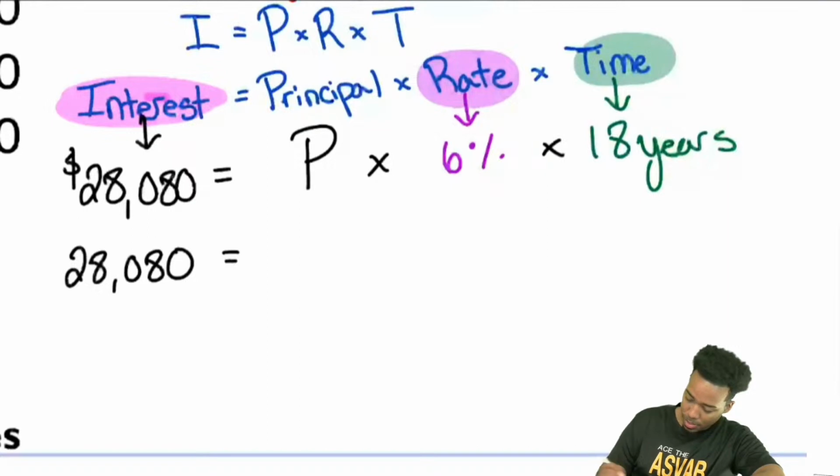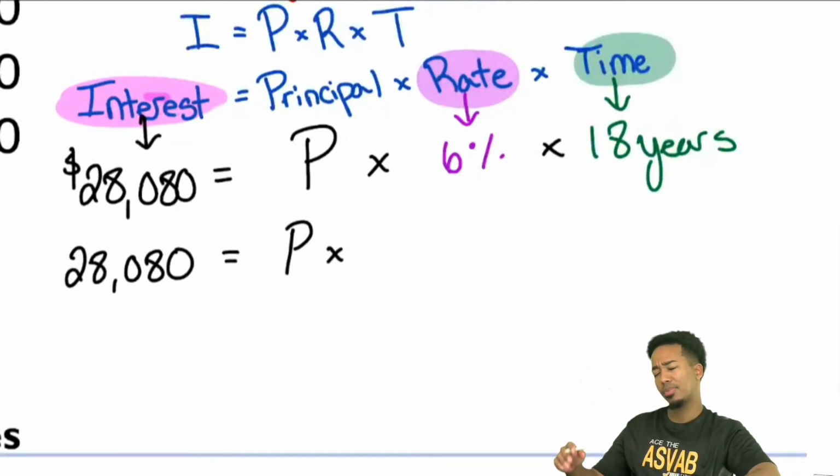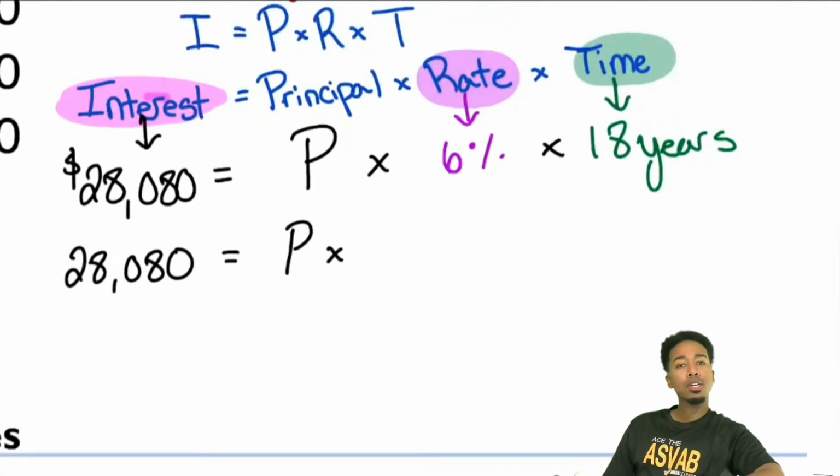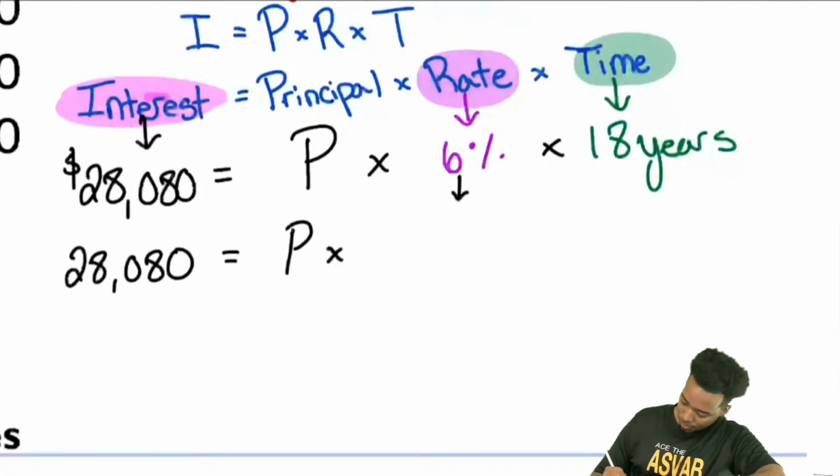28,080 equals my principal times everybody. What do we always have to do when we have a percent included in an equation? Got to convert it. 6%. Turn that into a decimal. What is that going to be? 0.06. That is correct.